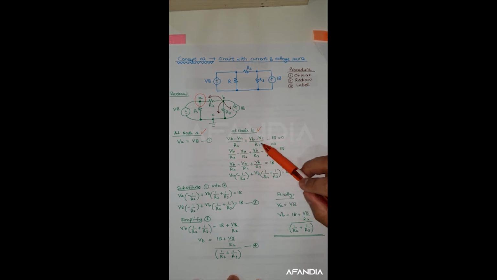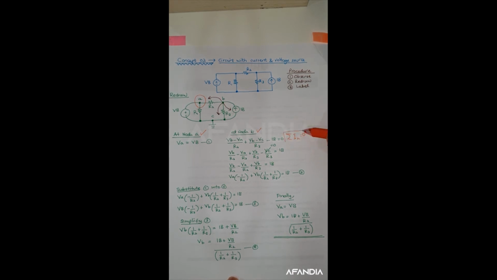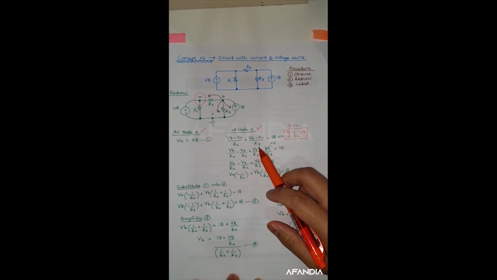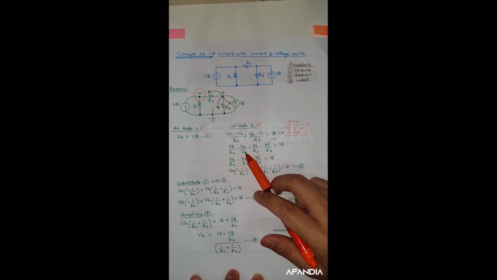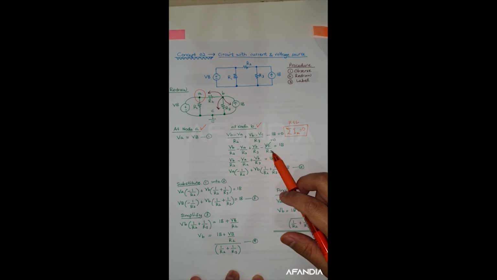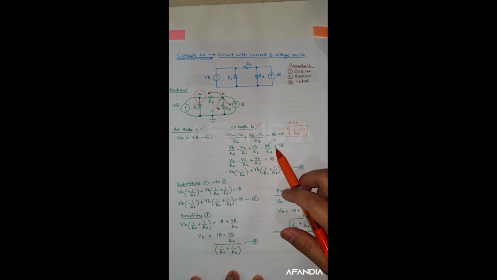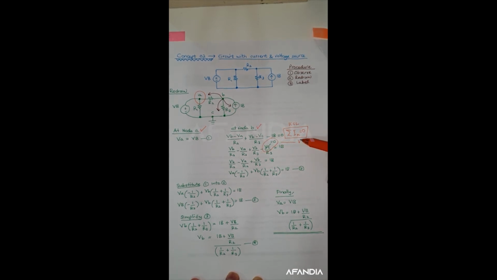So this is actually the summation of currents equal to 0. This is the concept of KCL. When we simplify, we have VB divided by R2 minus VA divided by R2 plus VB divided by R3 minus VC divided by R3 equal to IB, and we need to remember that VC equals 0 because VC is your ground.